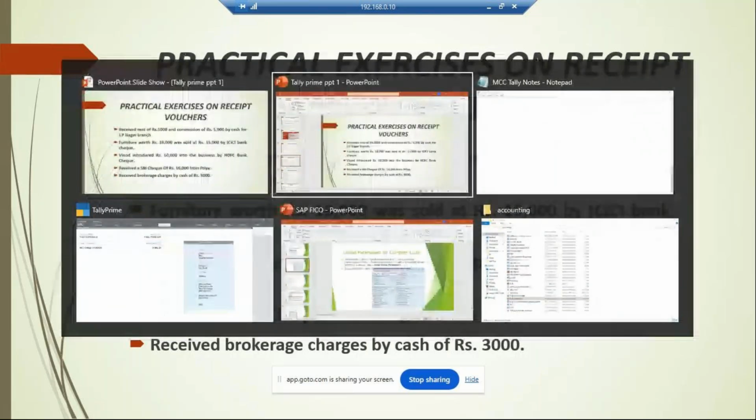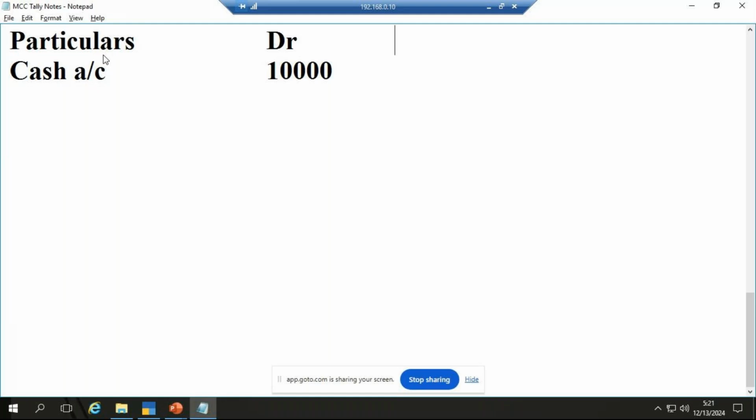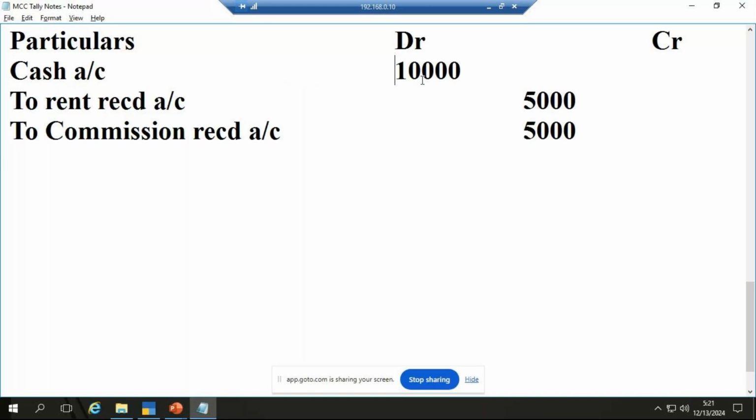So first we'll pass the journal entry for this. For the received rent, cash account debit worth rupees 10,000, sorry, 10,000, to rent received account 5,000, to commission received account 5,000. So this is the first transaction.